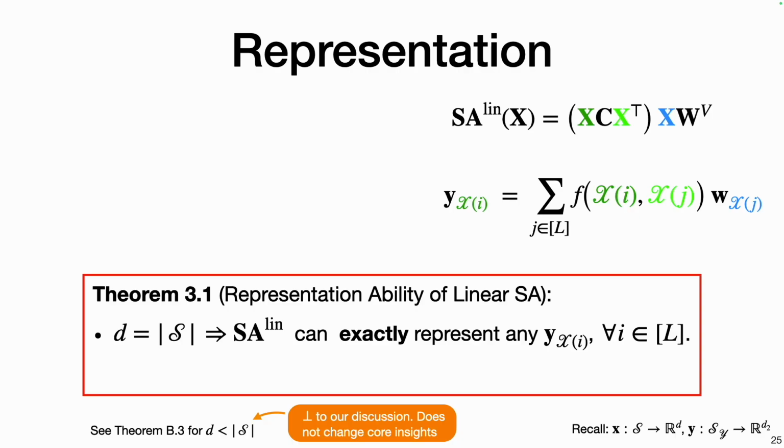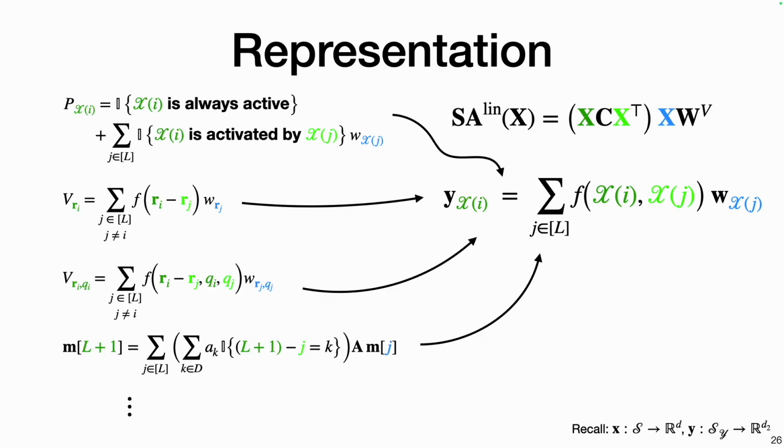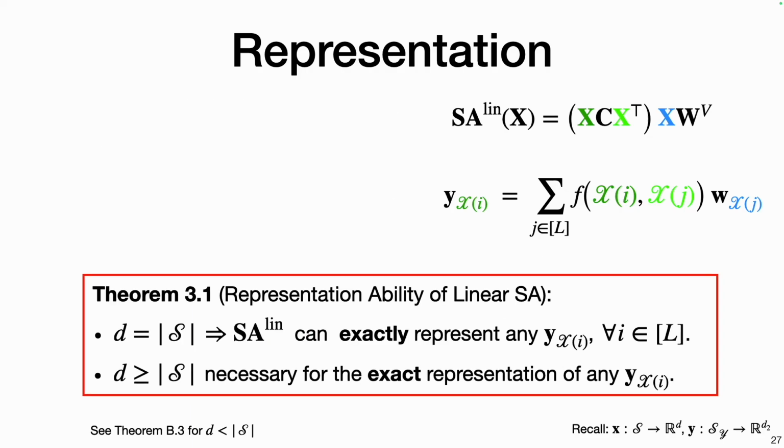So for now, we'll look at this version, but for completeness, in the paper we provide a similar representation theorem by bounding the error in terms of some singular values of some matrices. Returning to the theory, when we say the embedding dimension is equal to the domain size, self-attention can represent mutual interaction functions exactly, with zero error. Consequently, self-attention can represent any of the examples we had. In addition, we need D greater than or equal to the domain size for exact representation of any mutual interaction function. Otherwise, we would get an approximation, as I said.